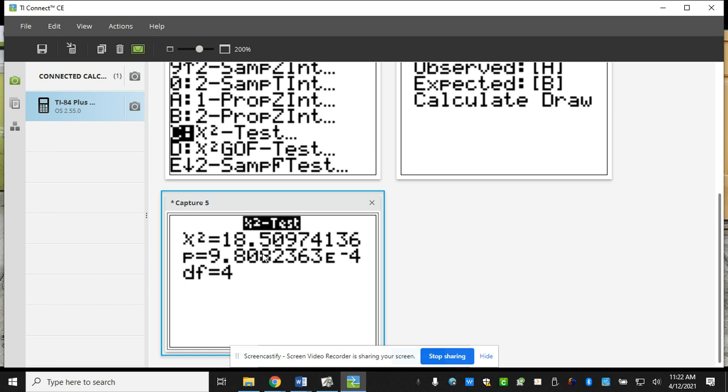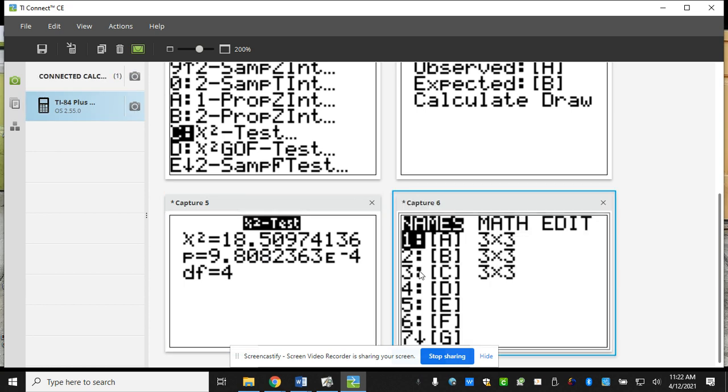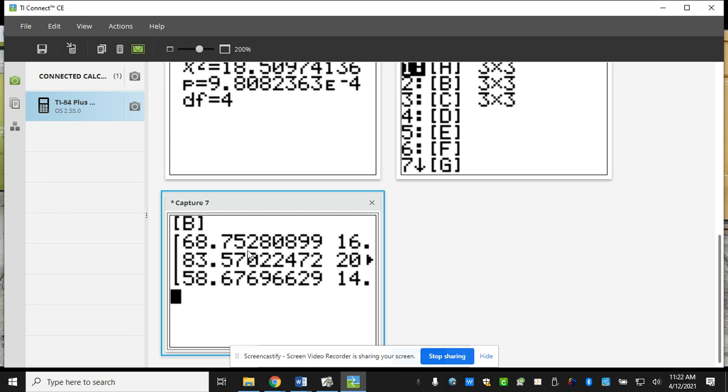If you go back to matrix, realize now that yours probably says something in 2 and it probably didn't before. So if you click on 2 and hit enter, which is B, do you notice those numbers? Those are all of your expected numbers that we calculated by hand. It does them and puts them here for you. So if you ever needed those for any reason, they are there.